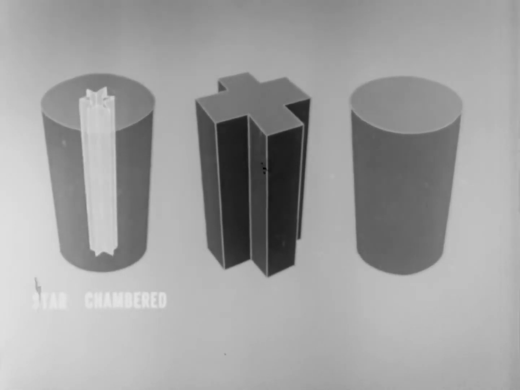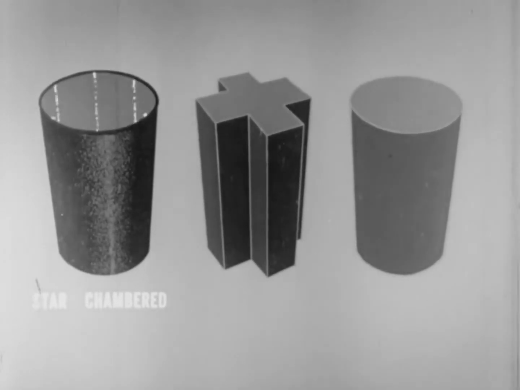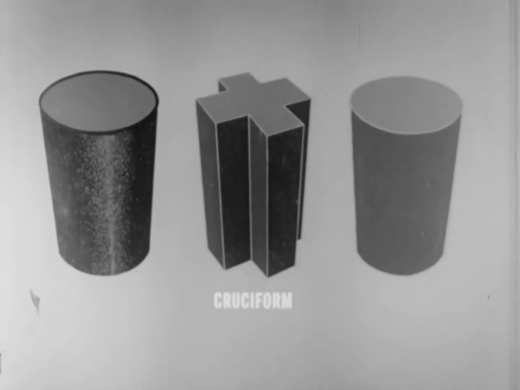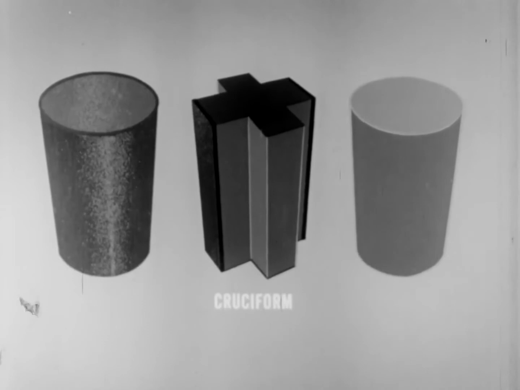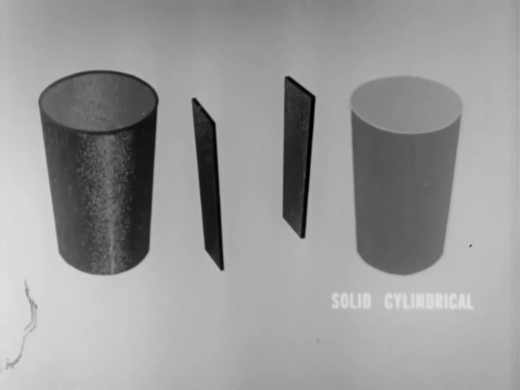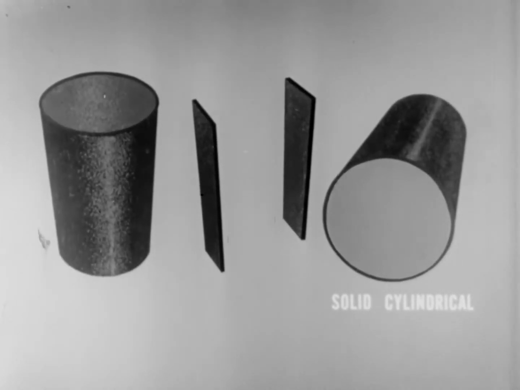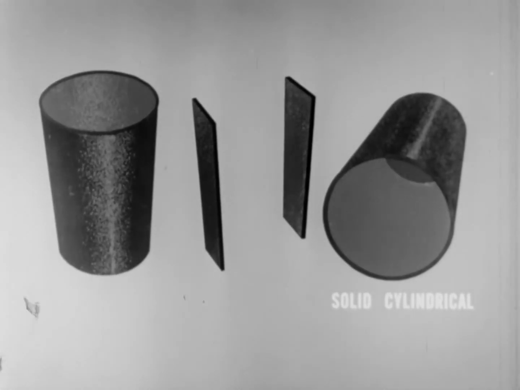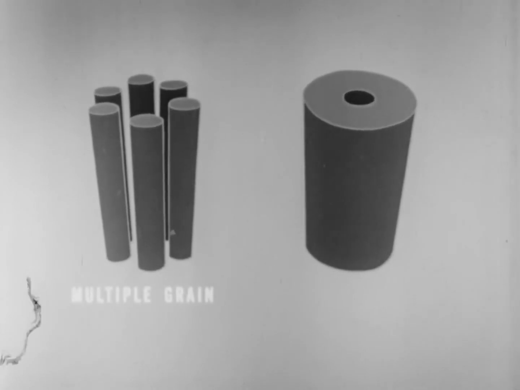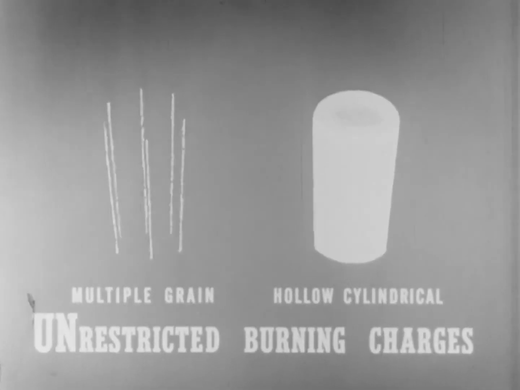The star-chambered grain has a star-shaped passage running through the length of the charge. It is restricted on the outer surface where it comes in contact with the chamber walls. This design was developed to provide a constant burning area and reduce combustion chamber wall temperature. The cruciform is restricted on two opposite sides of the crossform and each end, leaving a large burning area which will remain constant throughout the burning period. The solid cylindrical grain is ignited at the nozzle end and is usually coated so as to restrict burning on all surfaces except the nozzle end, and thus has earned the name cigarette burning. Multiple grain and the hollow cylindrical are almost invariably unrestricted and burn on all surfaces simultaneously.